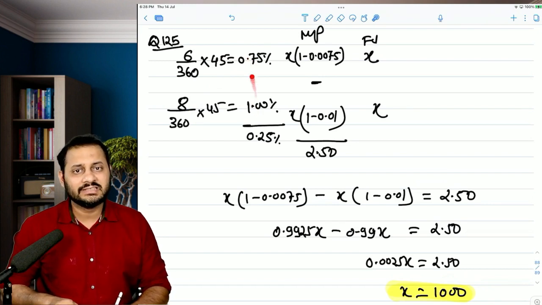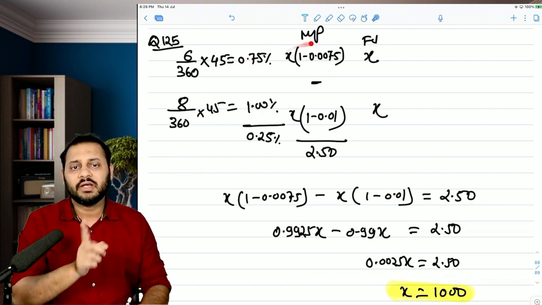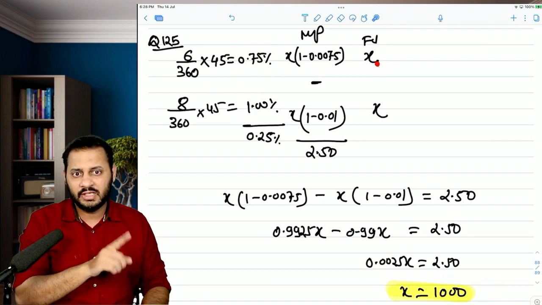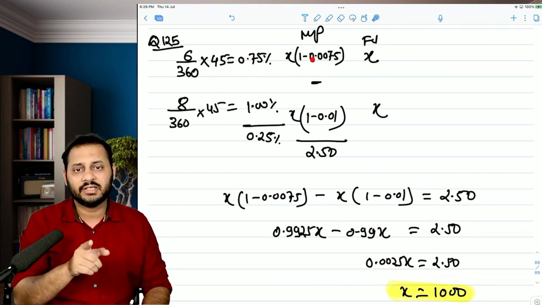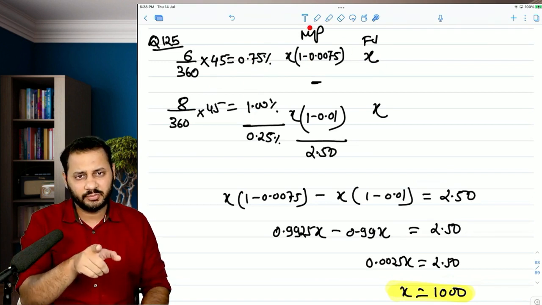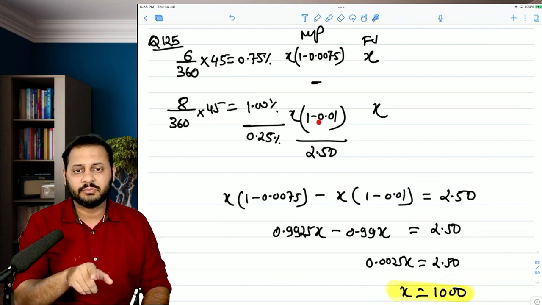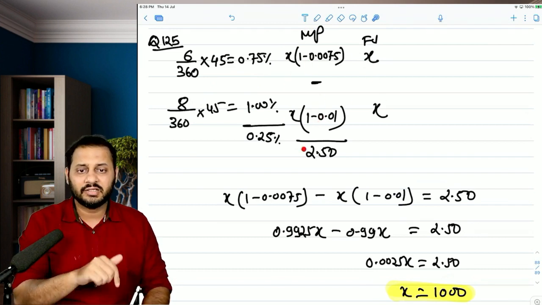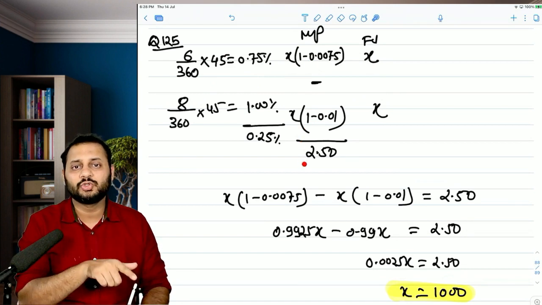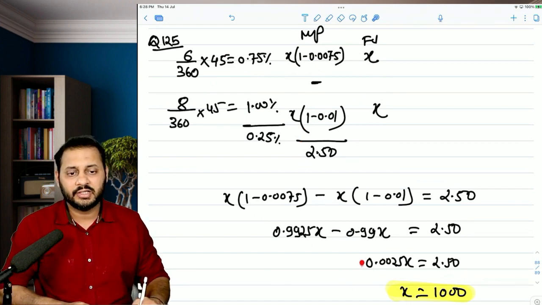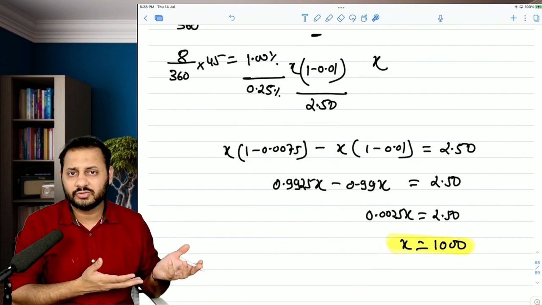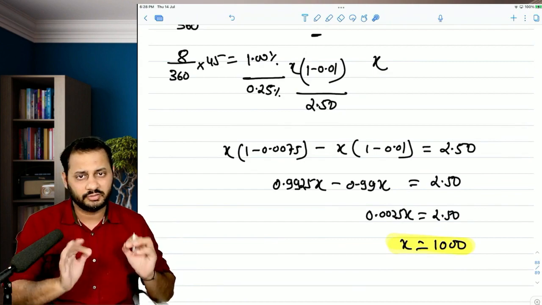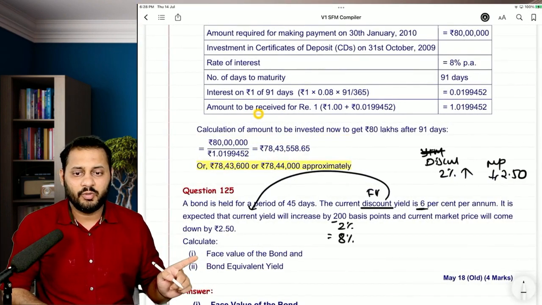Then we saw that these rates are discount rates, and that's why we took face value as x, and this is applicable on x. So x minus 0.75% will be the market price. Again x minus 1% will be the market price, and the difference between these two, the question is saying, is 2 rupees 50 paisa. So we created an equation and we found that the face value is 1000 rupees. Very simple question. Now bond equivalent yield.